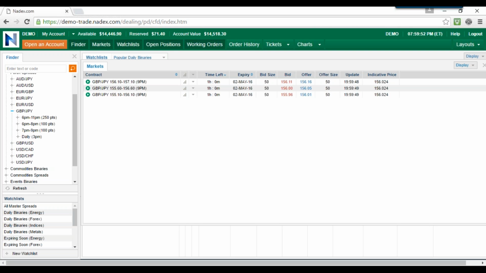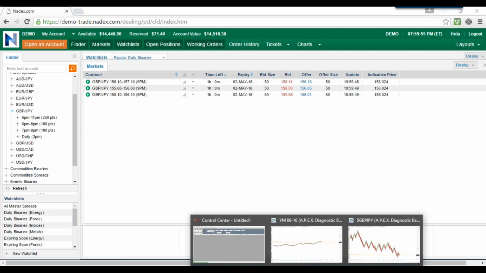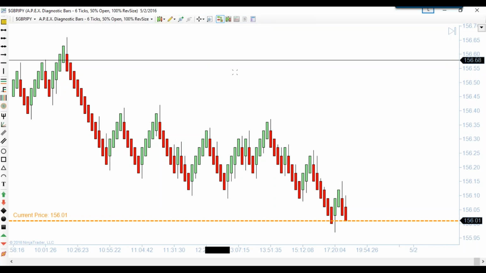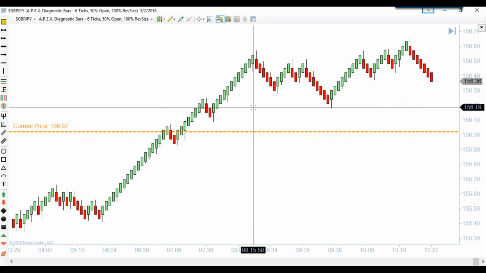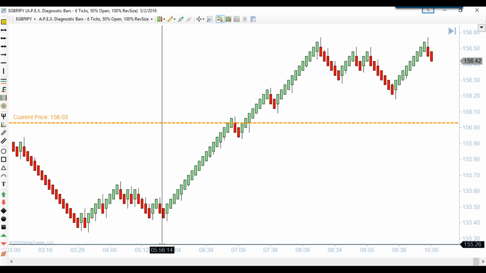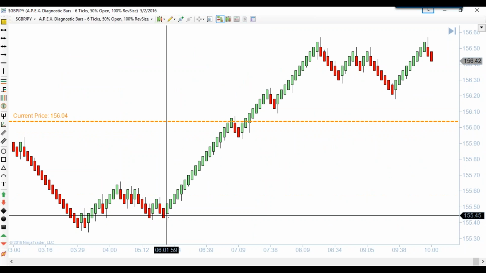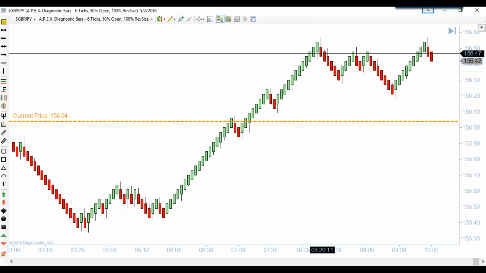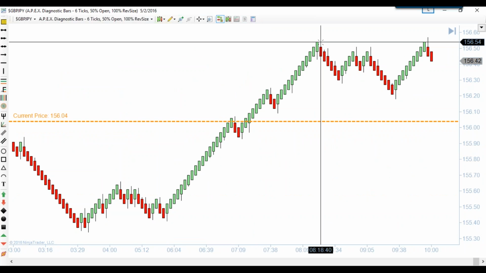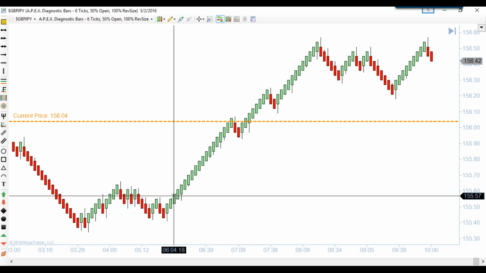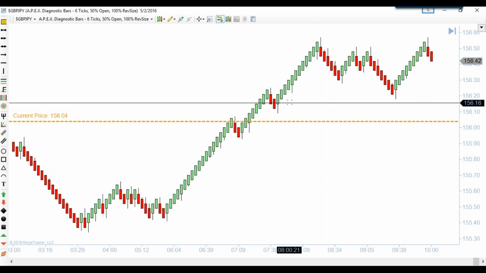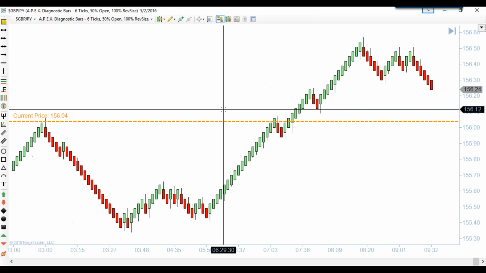Just pull up, look at pound yen. This is just today. Look at this morning on pound yen. What was it down here? 155.52. Boom, 156.52. There's 100 pips. There's 100 bucks right there on one spread, just from 6 o'clock to 8 o'clock this morning on pound yen.